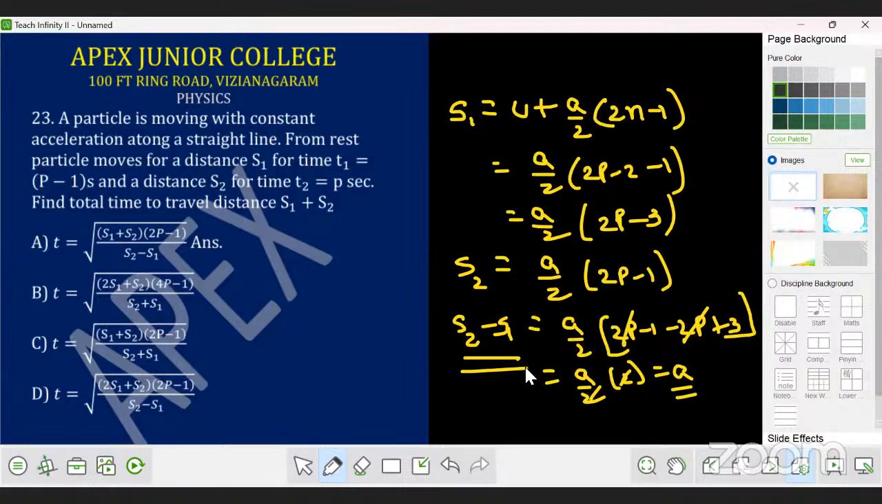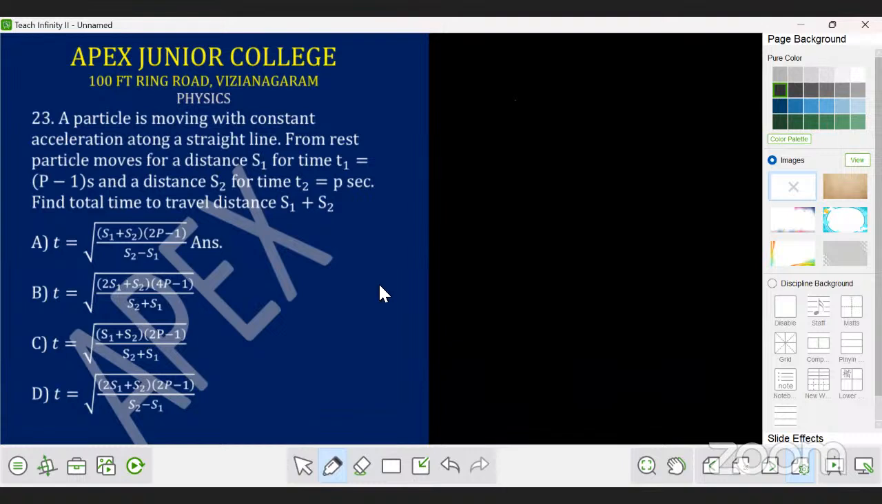I think it is also wrong. The question, I think some information is not correct. This one is correct only. Okay, let me consider another way. If the question given is correct, in p minus 1 seconds it traveled S1 distance. In p seconds it traveled S2 distance. Then, what is S2 minus S1? It is the distance traveled only in the pth second, na?